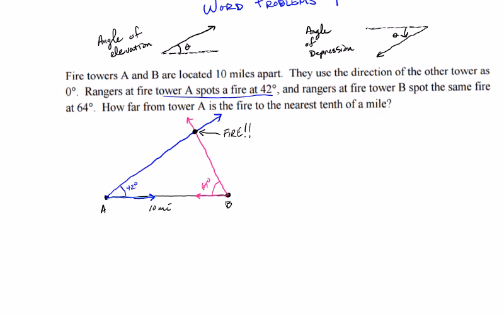So we are trying to figure out how far from tower A is the fire to the nearest tenth of a mile. I'm going to call that X. So that's going to be our X. We're going to define our variable. We've got a picture, then we're going to say let X be the distance from tower A to the fire.